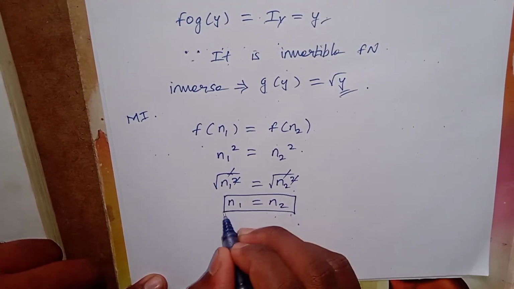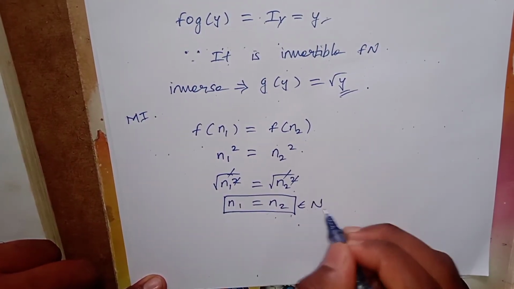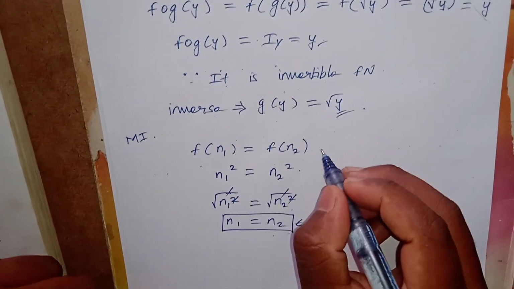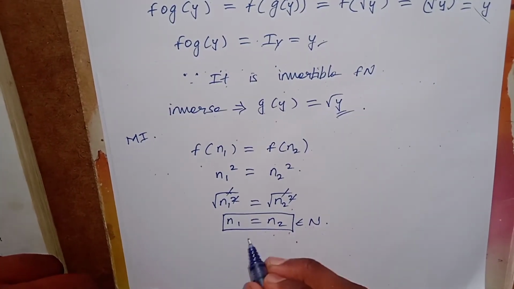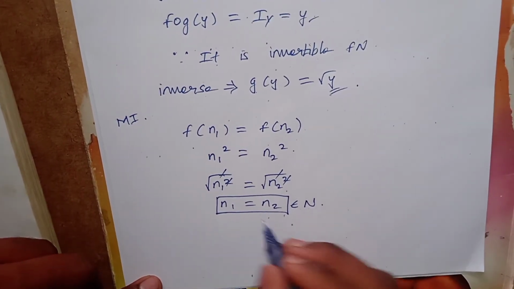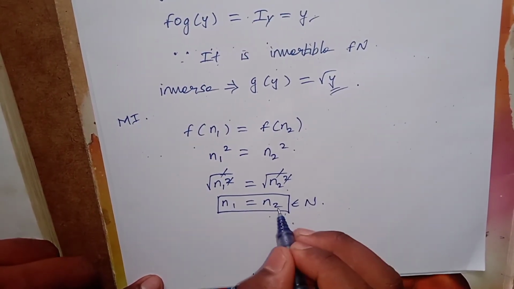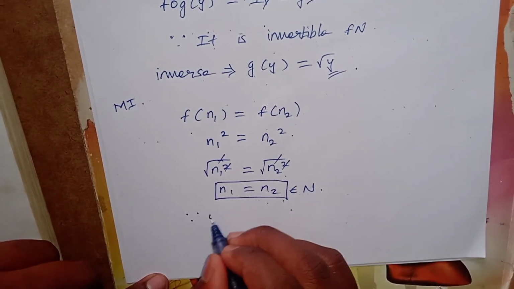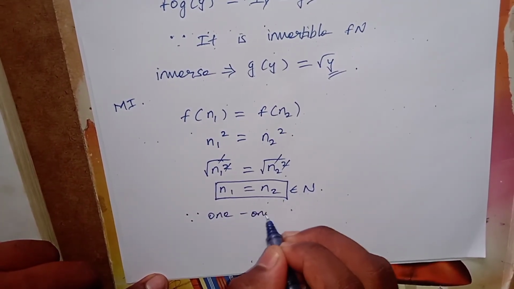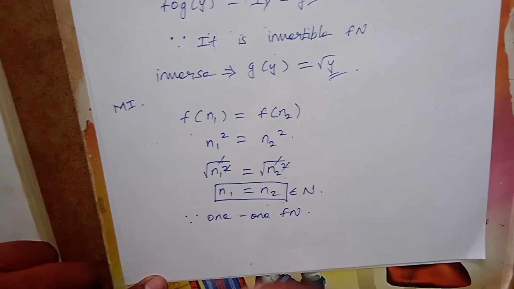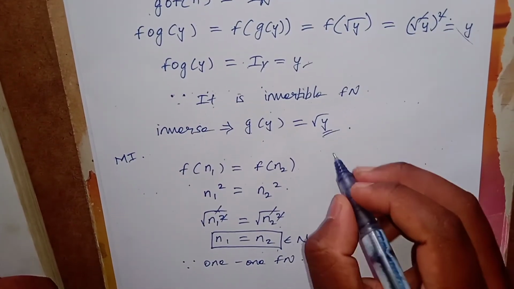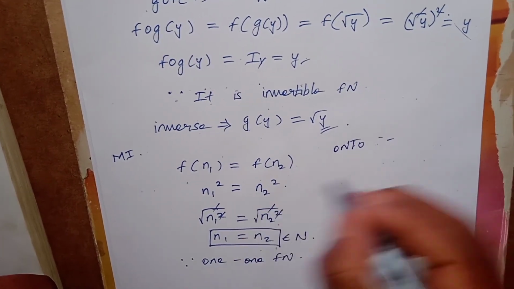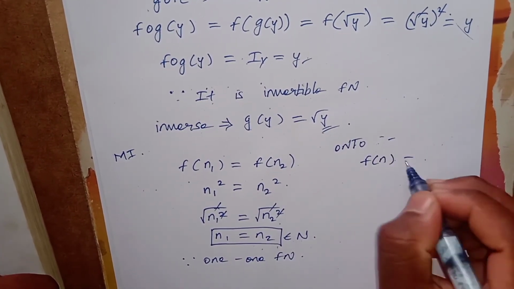Here it is only applicable for n belongs to natural numbers. Here if it is a real number, it is not equal. Here natural numbers, therefore n1 is equal to n2. Here it is a one-one function. Next, for checking onto, you have to take f of n is equal to y.